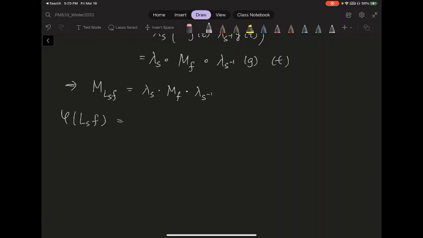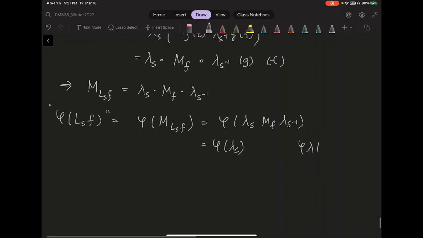All right, and now because of that, if I want to evaluate phi of the left translation of f, by definition, what I mean by that is phi evaluated on this bounded linear operator on L2, the multiplication map. This is also going to be equal to lambda s m_f lambda s inverse. But because your lambda s is in the reduced C* algebra, use the multiplicative domain, so you can move them outside. You can have phi of lambda s inverse, all right? And you have phi of m_f in the middle.